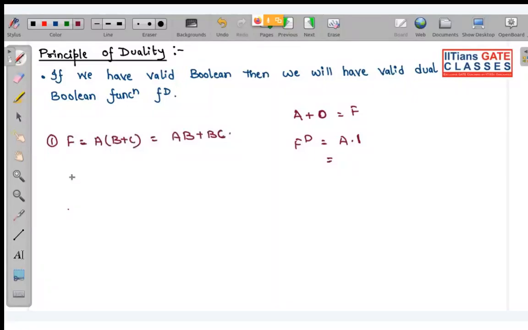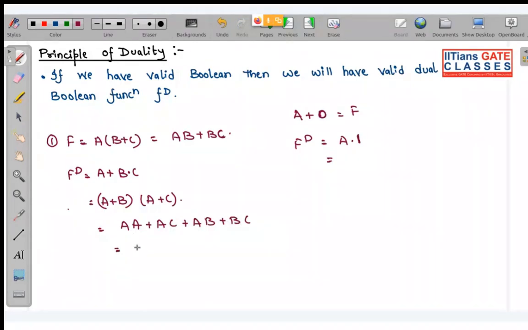Now take the dual of the above function. So this will be what? A plus B dot C. Now if you expand this, this is what? A plus B, A plus C. Okay. So what will you get over here? A plus AC, plus AB plus BC. So this is again coming back to what? This is coming back to A plus BC. Okay, A plus BC.